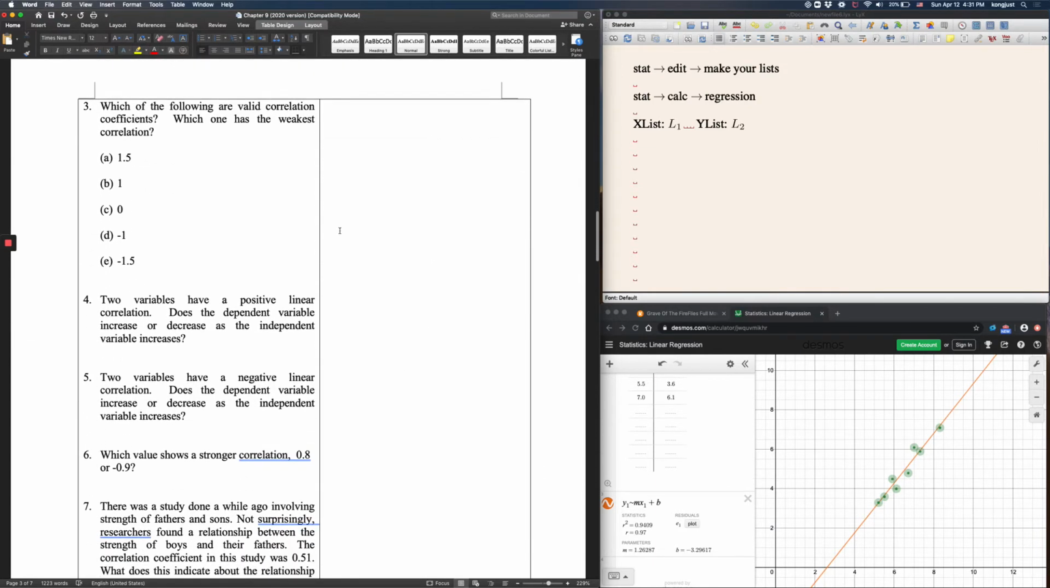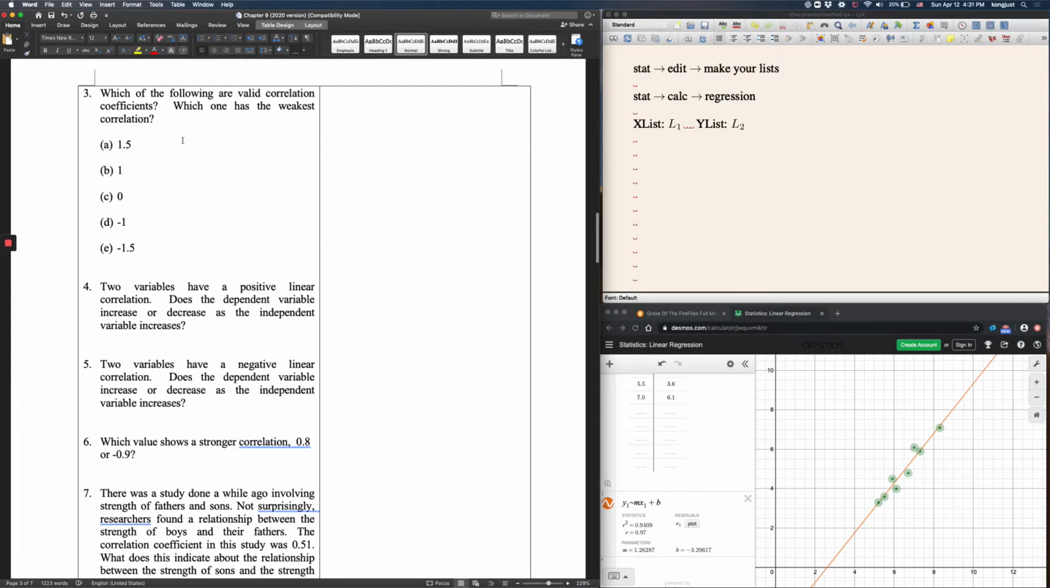All right, which of the following are valid correlation coefficients? I'm just going to write the answer right next to it. Let's do it in red. Oh, how to change my font color? No, that's box. I don't want box. This is background color, I think. Okay, there we go. So let's write the answers here.